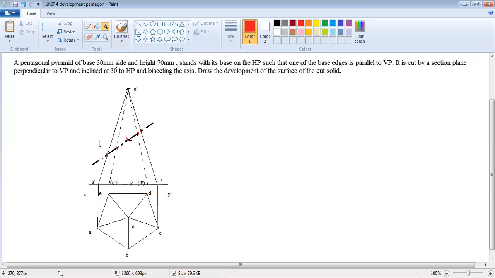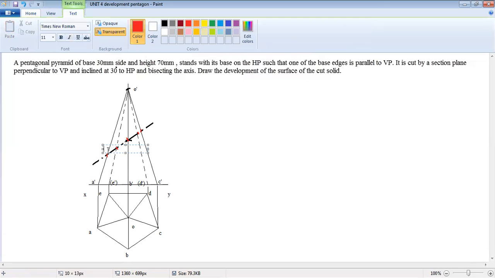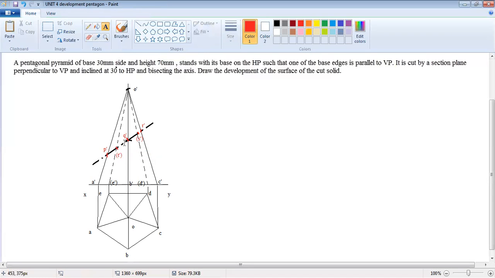So the points are P dash, Q dash, R dash. This invisible edge we have to put in bracket. This one is also invisible, so we put it in bracket. The section points are P, Q, R, S, T.